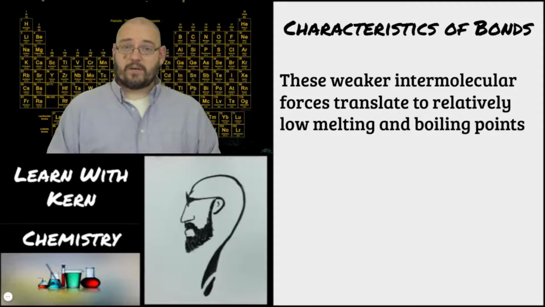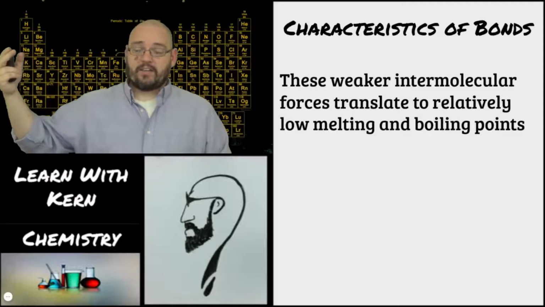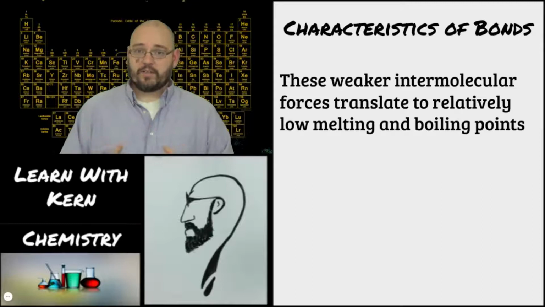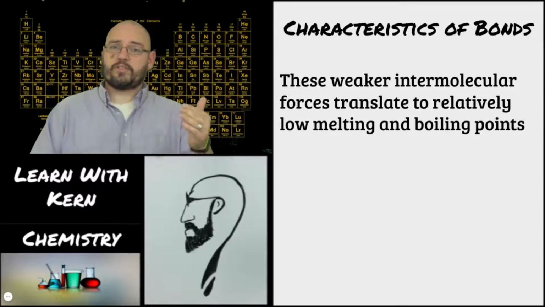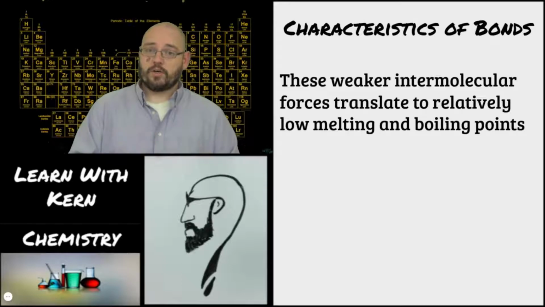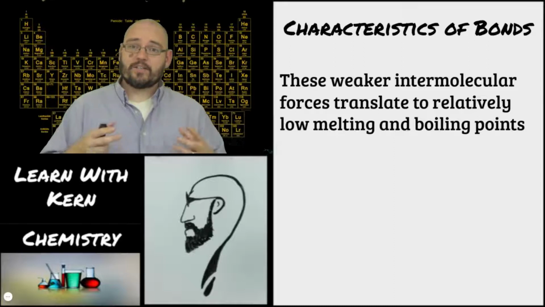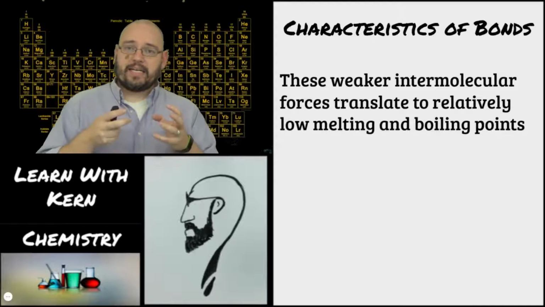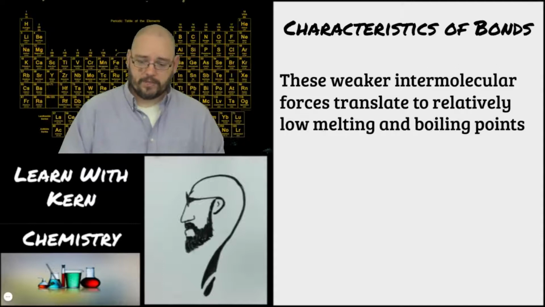Whereas most ionic compounds at room temperature are solids, and you have to get them to 800, 900, 1,000 degrees Celsius in order to get them to even begin to melt. Whereas most covalent compounds will melt at a relatively low temperature. Even if that temperature is like 200 or 300 degrees Celsius, compared to an ionic compound, it's a much lower melting point. So covalent compounds tend to have much lower melting and boiling points because those intermolecular forces are not as strong as the electrostatic forces in the ionic compound.